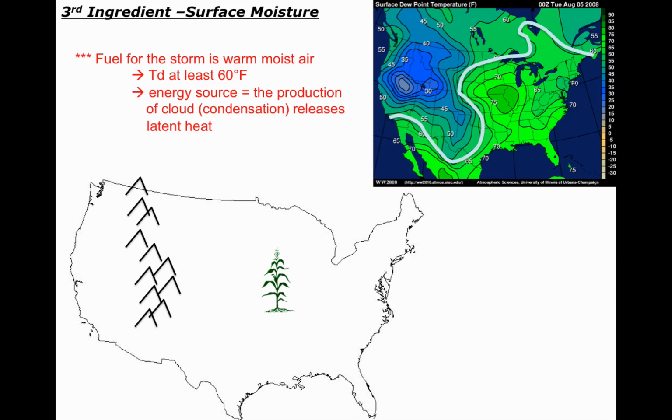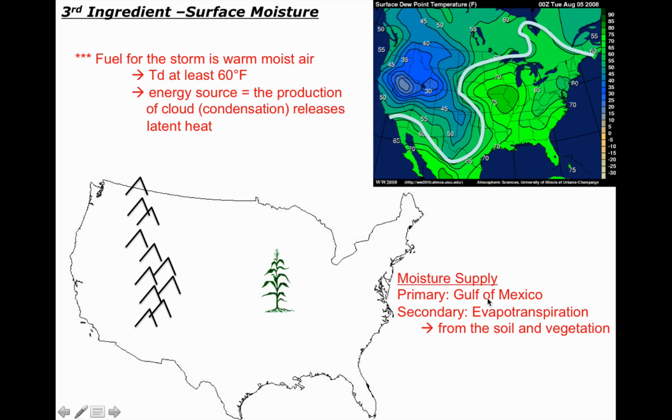Now, our primary moisture source is the Gulf of Mexico. Our secondary moisture source is from what we call evapotranspiration. Now, you know that in the Midwest, we grow a lot of crops. An acre of corn on an August day can actually evaporate into the atmosphere 3,000 to 4,000 gallons of water. So we can have supplementary moisture put into the atmosphere in addition to the Gulf of Mexico moisture from our vegetation. It's called evapotranspiration.